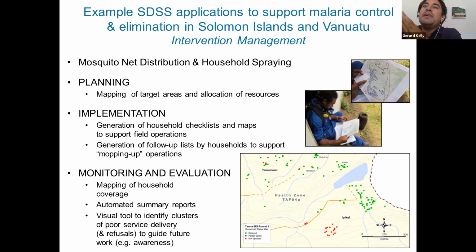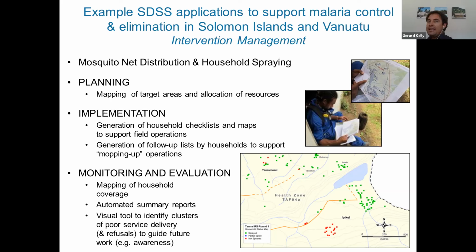When we're talking about intervention management for vector control and elimination, some of our frontline interventions, as we all would know, are mosquito net distribution and household spraying. So our surveillance systems can support this throughout all facets of the implementation process. That includes planning, implementation, and monitoring and evaluation.